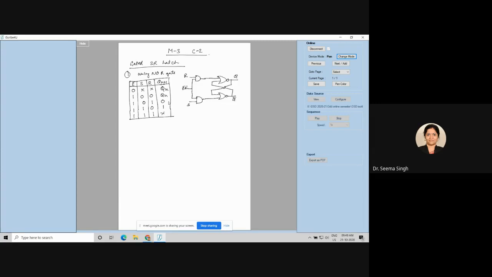So this is the gated SR latch using a NOR gate. I hope it is clear to you people. Now we will do the gated SR latch using a NAND gate. Any doubt in the first one? Let me know.